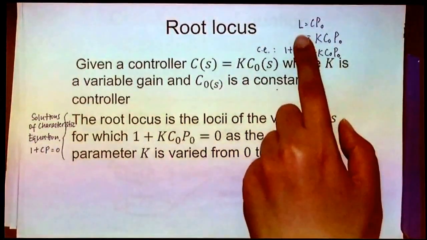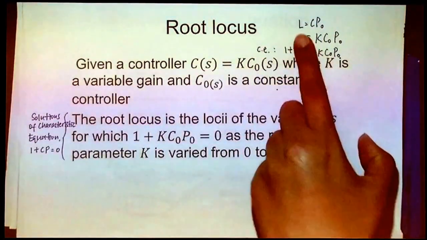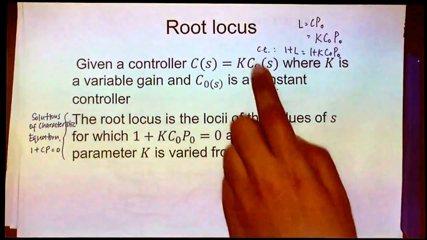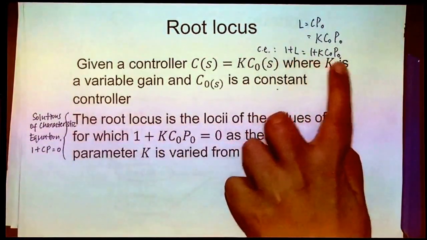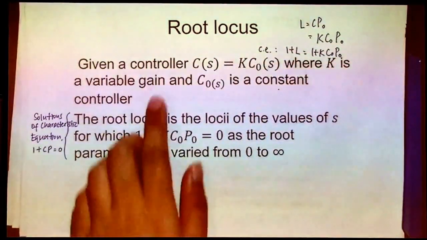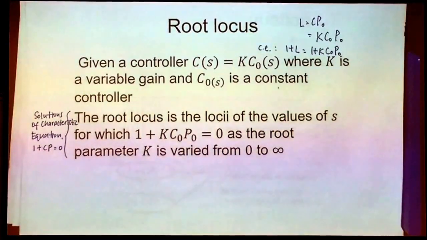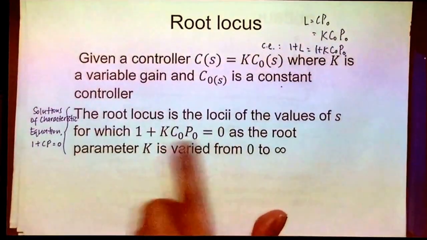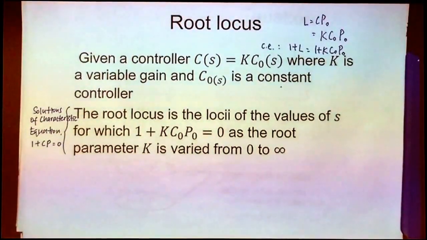If you go to root locus, remember that L is CP. You can rewrite that, if you're happy, by changing C to K C0. So your characteristic equation is 1 plus CP, which is 1 plus L, which is 1 plus K C0 P. So we say that given the controller C(s), which is K C0(s), where K is a variable gain and C0 is a constant controller, the root locus is the locus of the values of s for which the characteristic equation equals 0. Why? Because root locus will tell you the closed loop poles.